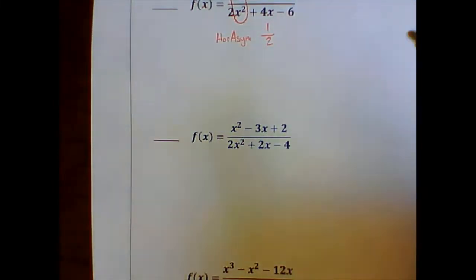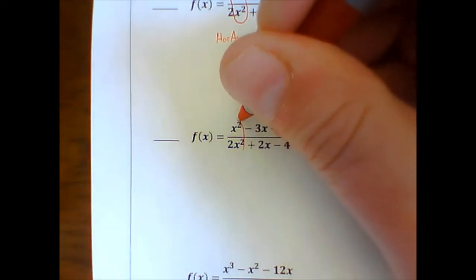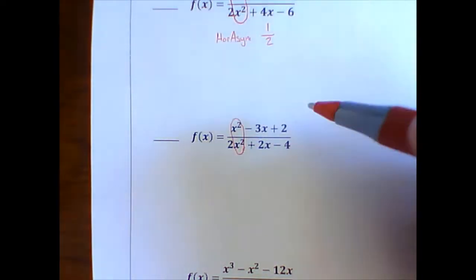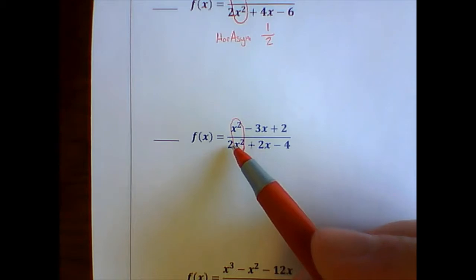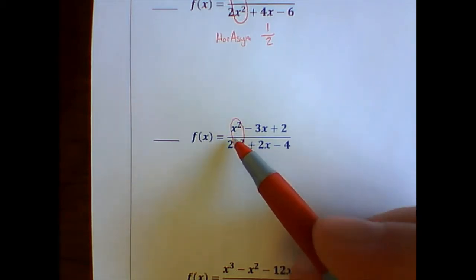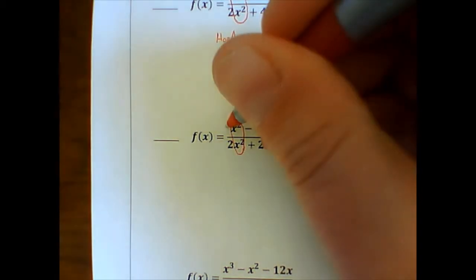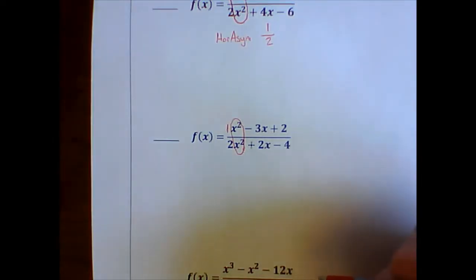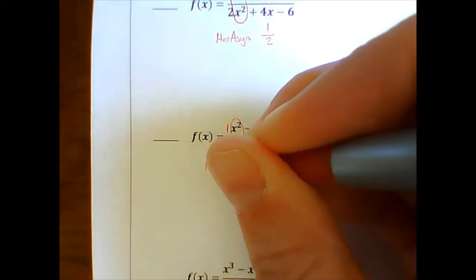Okay, highest degree. We're looking at top and bottom again. And this looks really similar to the last problem. Okay, so we're looking for whatever's in front of the tie, and it appears to be, once again, a 1/2.